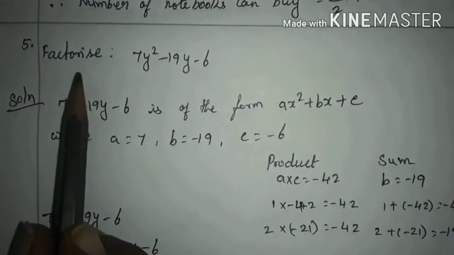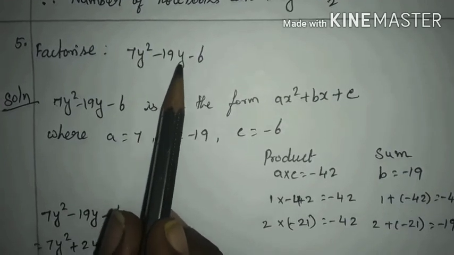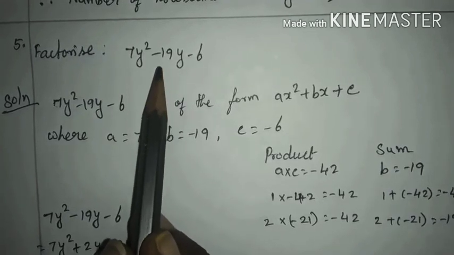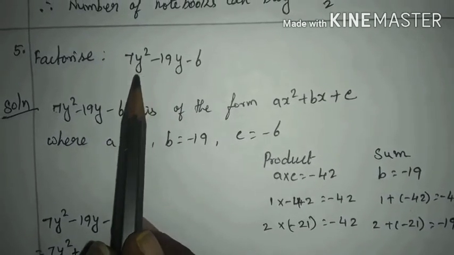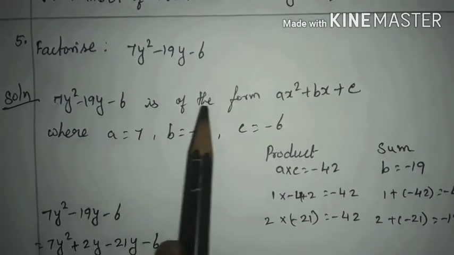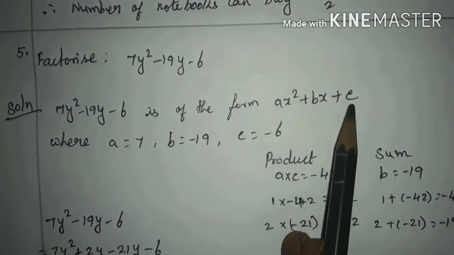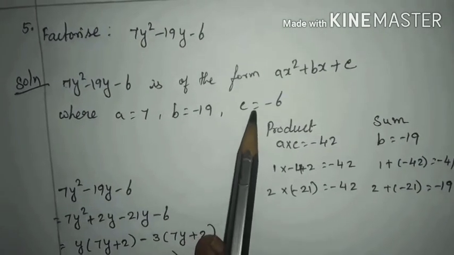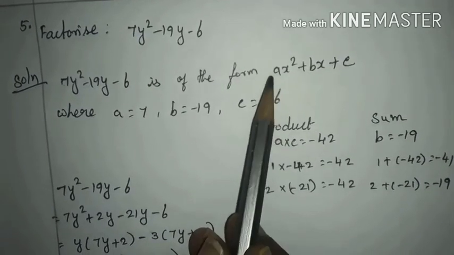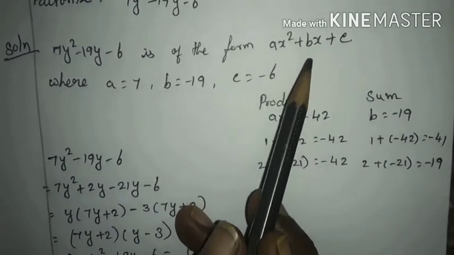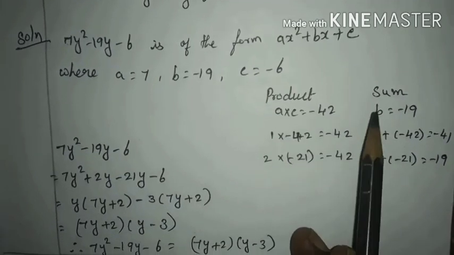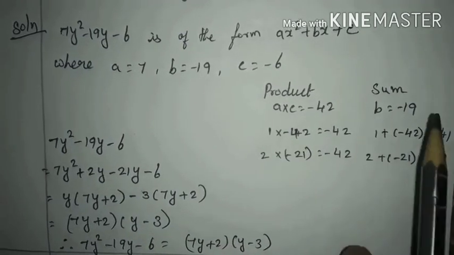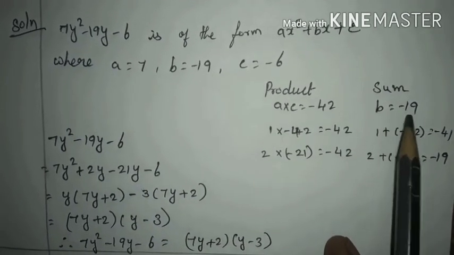Fifth sum, factorize 7y square minus 19y minus 6. This algebraic expression cannot be written in the form of identities, cubic identities or a plus b whole square, any identities. So it is in the form of ax square plus bx plus c, where a is 7 and b is minus 19 and c is given as minus 6. Since it is in the form of ax square plus bx plus c, now we are going to find out the product and sum. The product is a into c, which is minus 42, and the sum is b, which is minus 19.